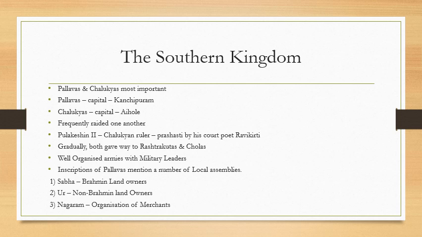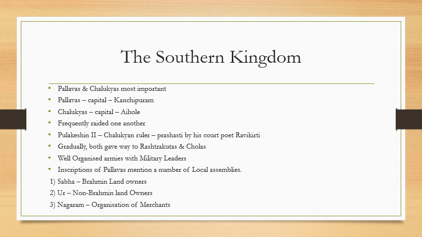There were military leaders who provided the king with troops in times of need. These military leaders were not paid regular salaries but received grants of land. They collected revenue from the land and used this to maintain soldiers and horses and provide equipment for warfare. These men were known as Samantas, and they tried to become independent whenever the ruler was weak.